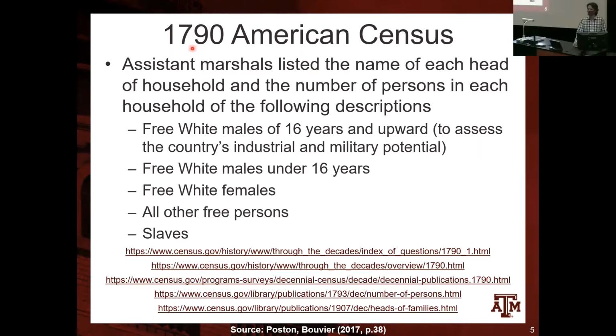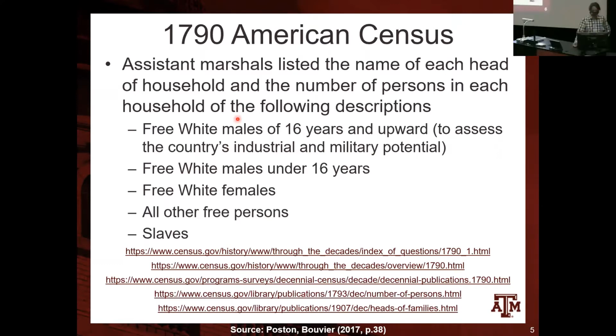In the 1790 American Census, assistant marshals listed the name of each head of household and the number of persons in each household of the following descriptions. They subdivided people in these 5 groups: free white men of 16 years and upward, to assess the country's industrial and military potential; free white males under 16; free white females; all other free people; and slaves. So they collected data for all these people in these categories, and that's the result of the census.